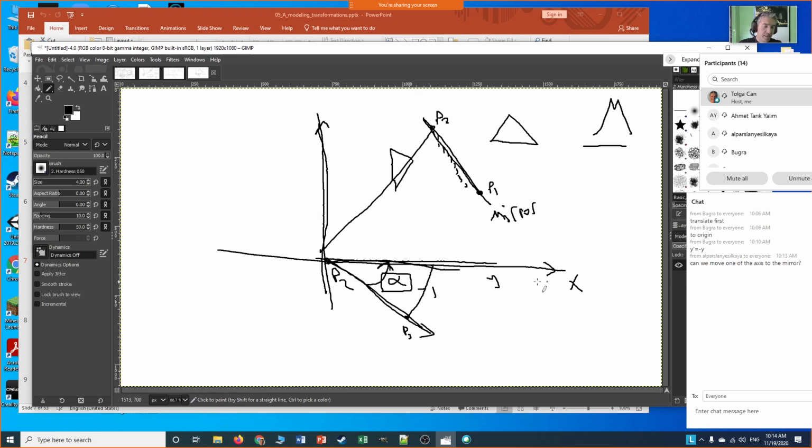Can we move one of the axes to the mirror? If you move the axis to the mirror, what will be the effect? A good question. If you try to move the x-axis onto the mirror, the x-axis becomes here.